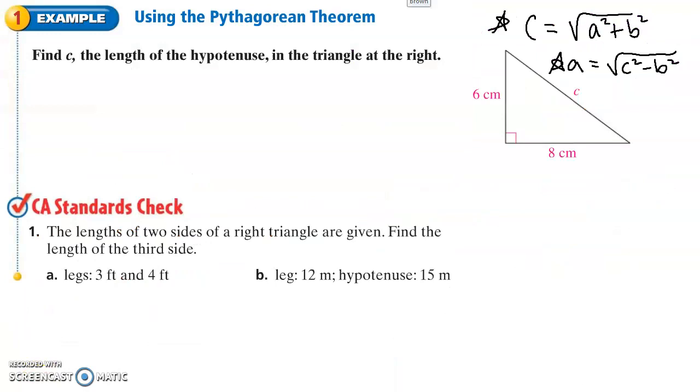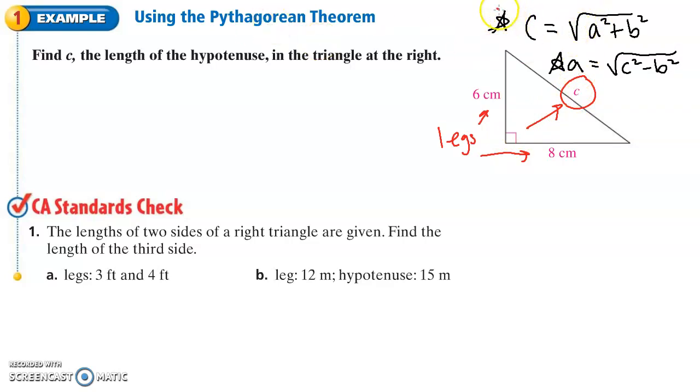Let's look at example number 1. Using the Pythagorean theorem, find C, which in this case we're going to try to find this length, the length of the hypotenuse in the right triangle at the right. Now, let's go ahead and look at this triangle. They give us the two legs. We know that these are legs: 6 centimeters and 8 centimeters. But the side across, opposite of the 90-degree angle, is the hypotenuse. We're going to try to solve for C.